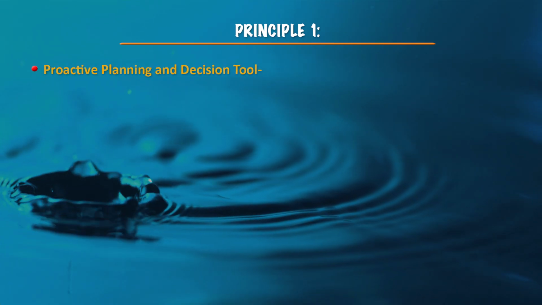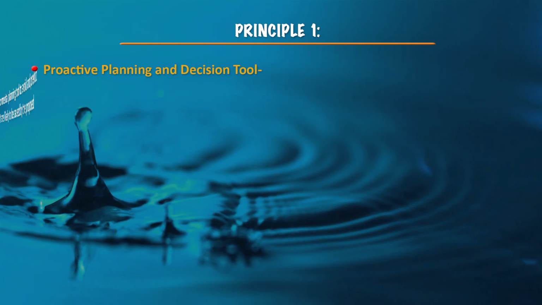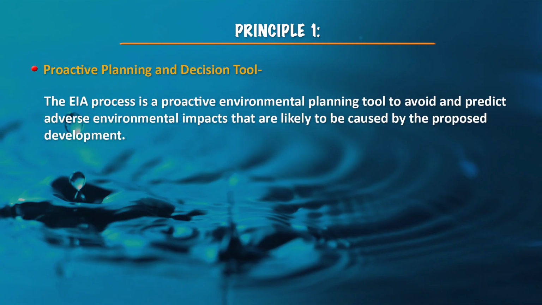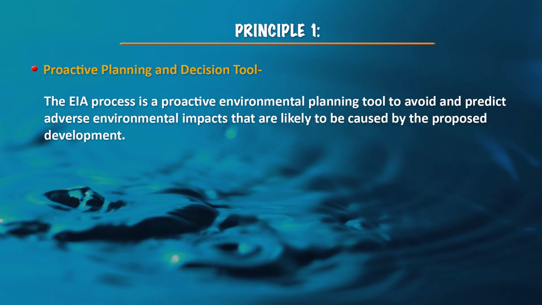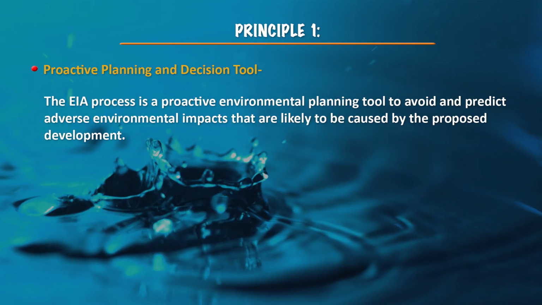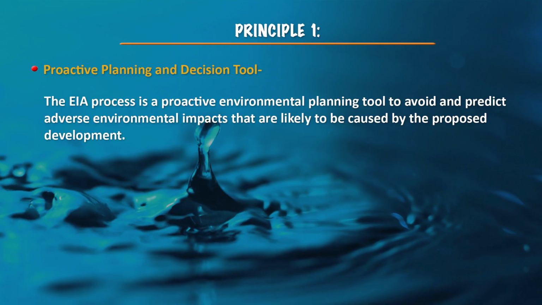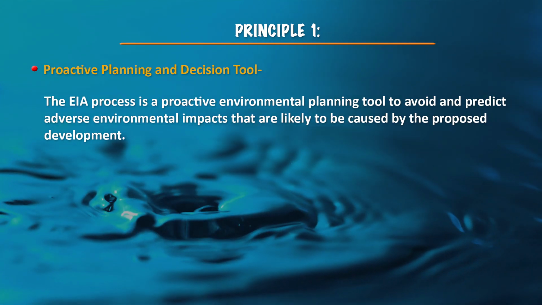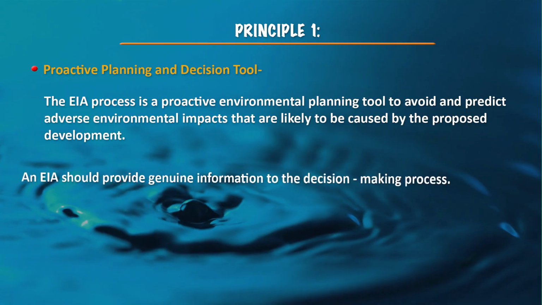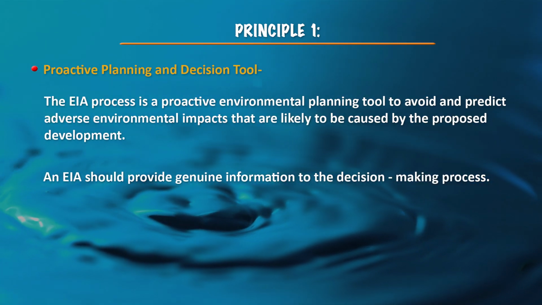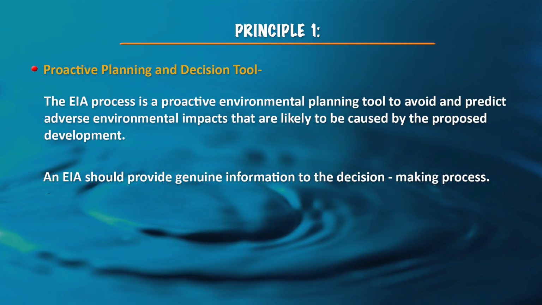There are many principles for the environmental impact assessment procedures. First, we will see principle 1 and what it tells us. It speaks about a proactive planning and decision tool. We know that the environmental impact assessment process is a proactive environmental planning tool. It is a management tool to avoid and predict adverse environmental impacts which are likely to be caused by the proposed development. So, an environmental impact assessment should provide genuine information to the decision making process.